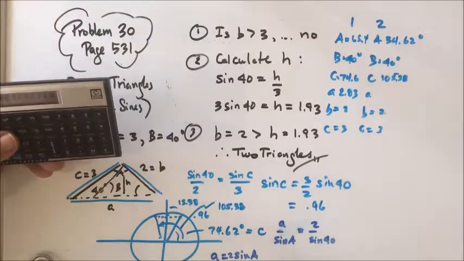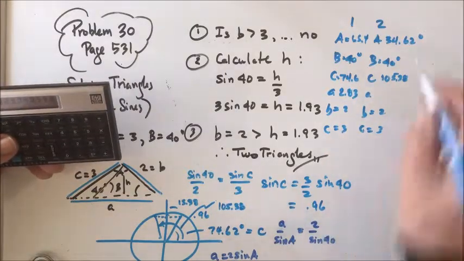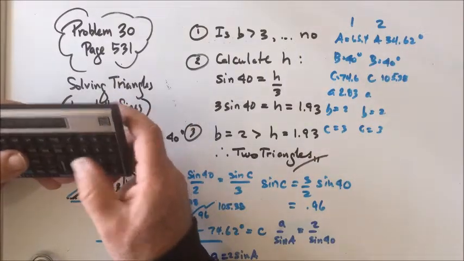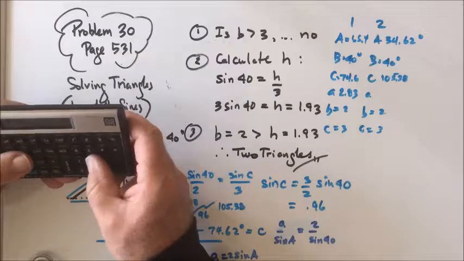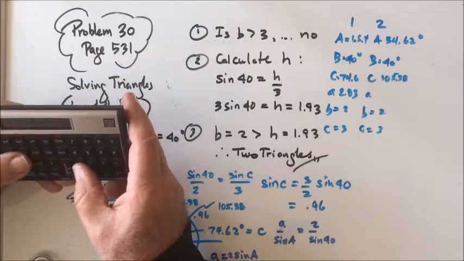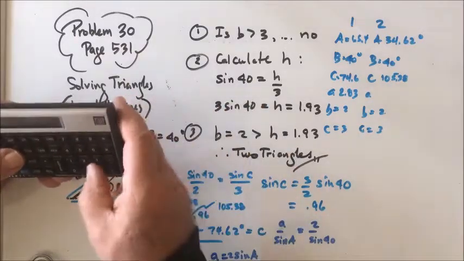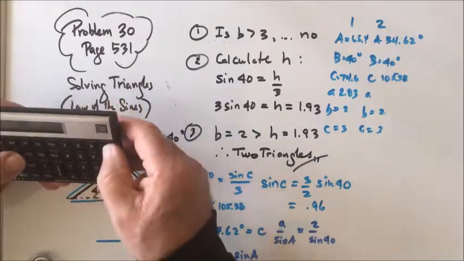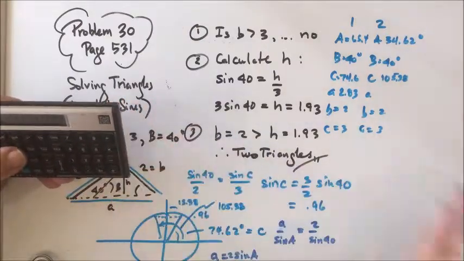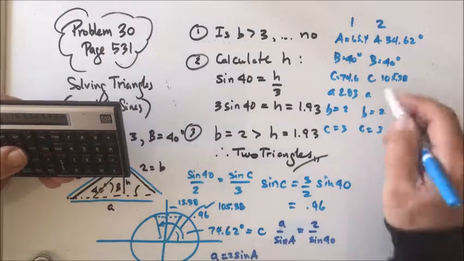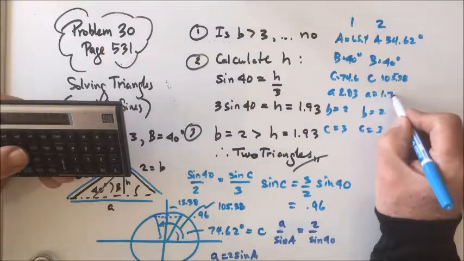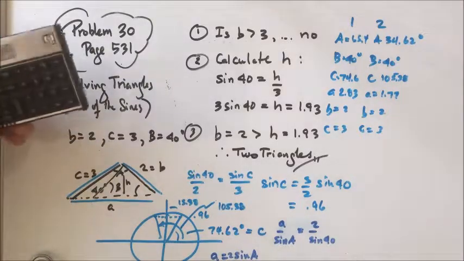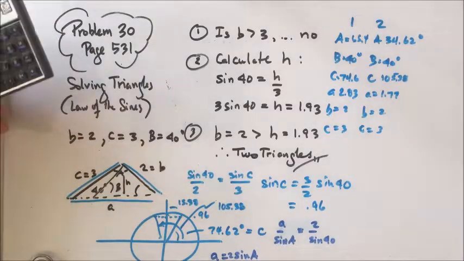Then I've got to do that again, only this time use this as A, 34.62. I'm taking the sine, multiplying by 2, and dividing by the sine of 40. And that side is 1.77. These are a little bit of a pain.